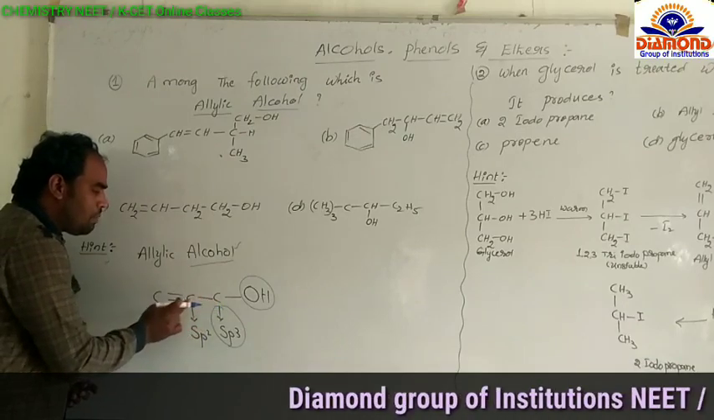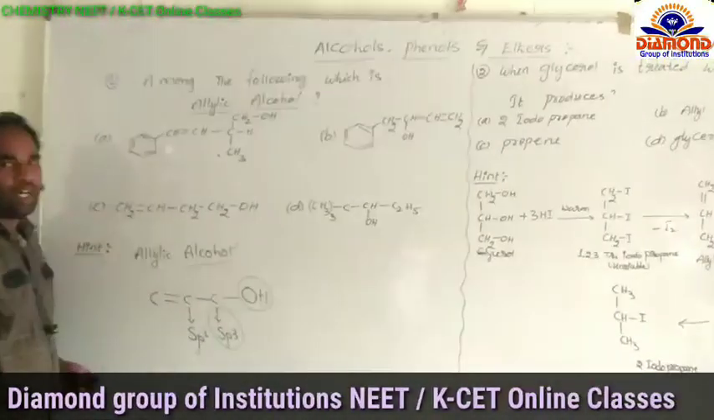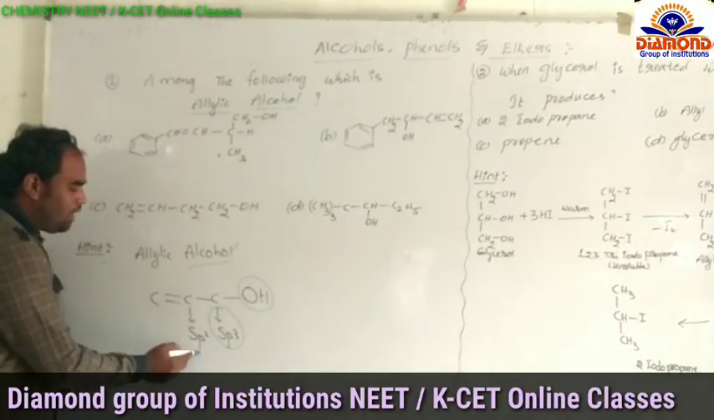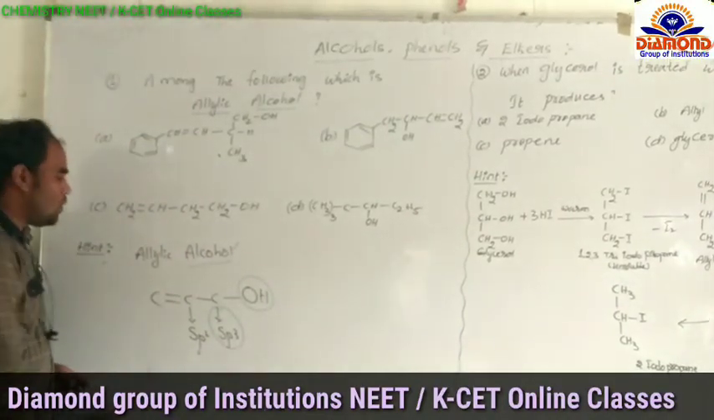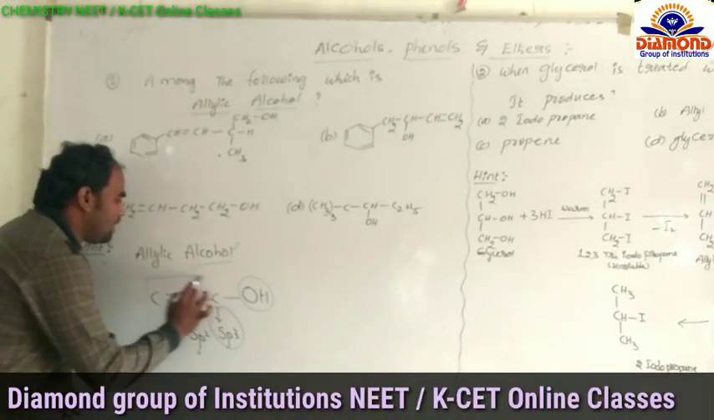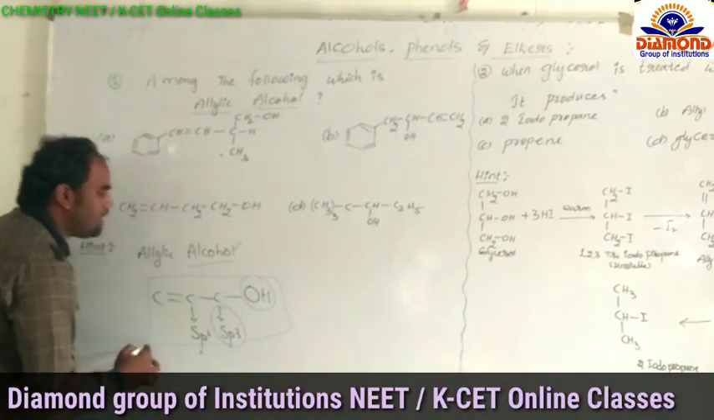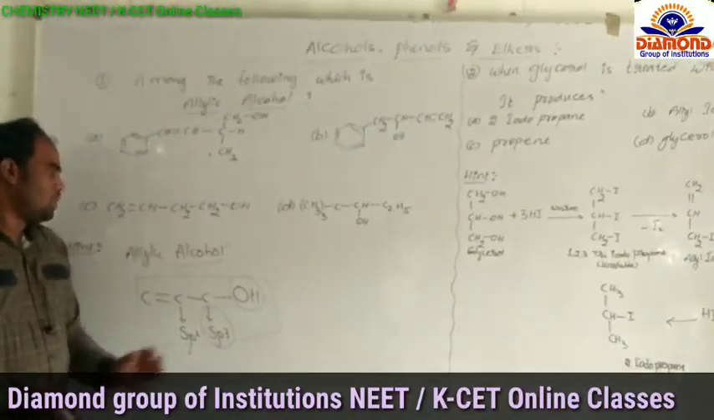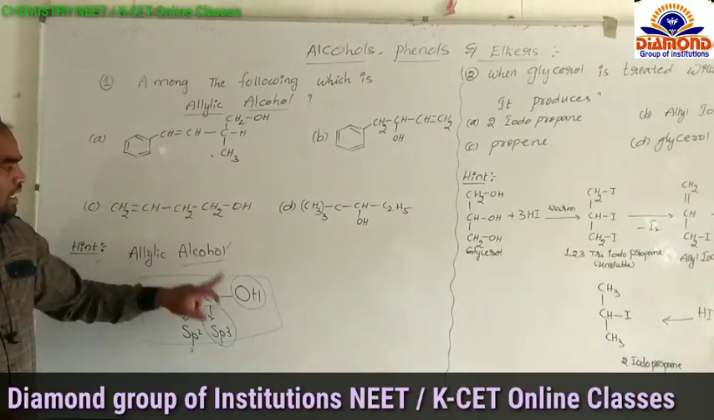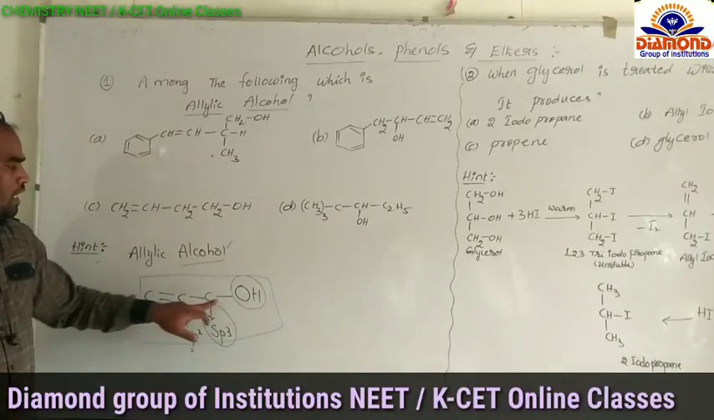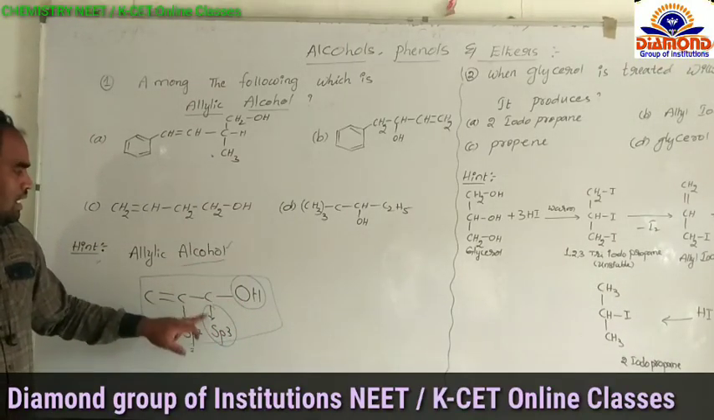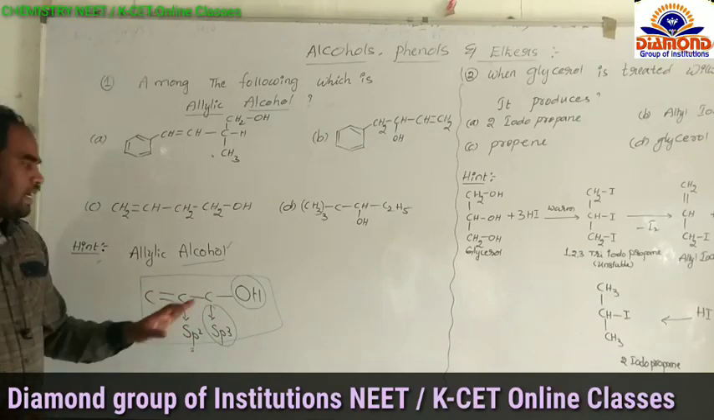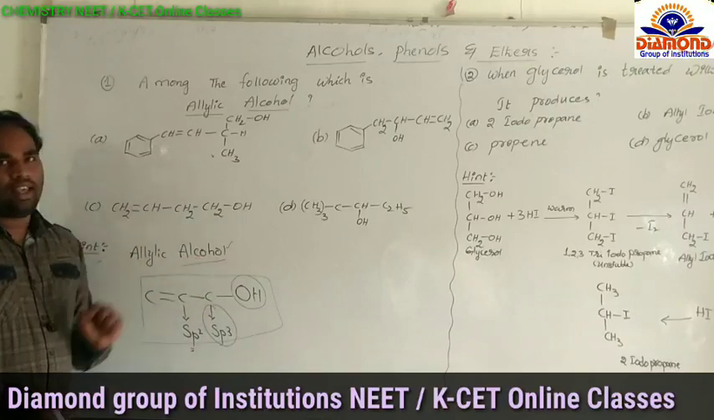Next, the sp3 carbon is connected to an sp2 carbon. It contains a double bond in between carbon and carbon, therefore it is sp2. This kind of arrangement is called an allylic alcohol. Okay, clear? So allylic alcohol means what? Alcohol is nothing but an OH group, the OH group is connected to an sp3 carbon, and the next carbon is an sp2 carbon. This kind of arrangement is called an allylic alcohol.